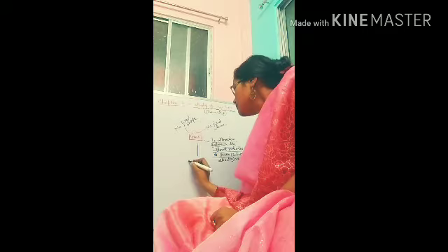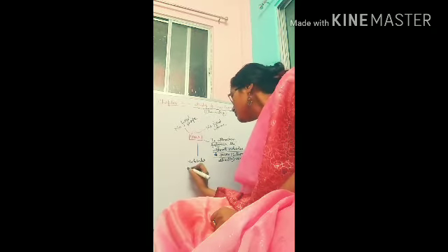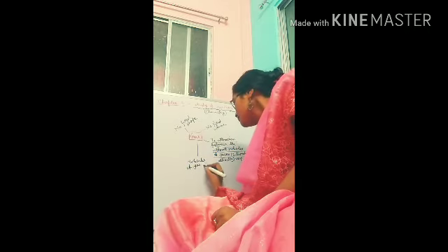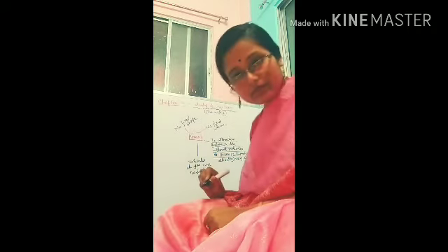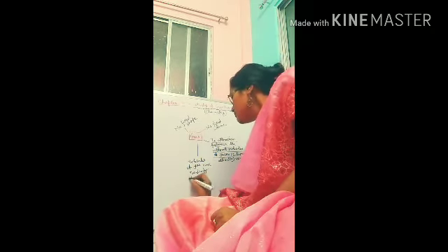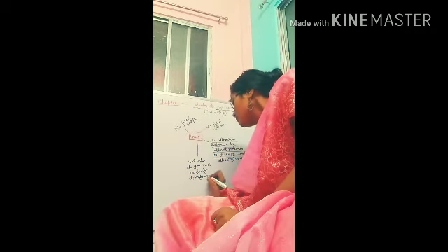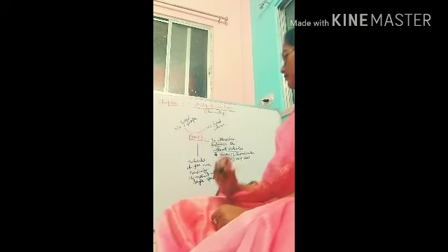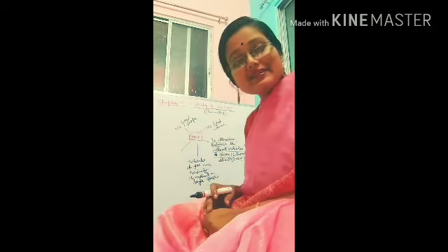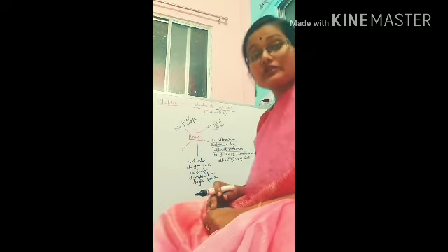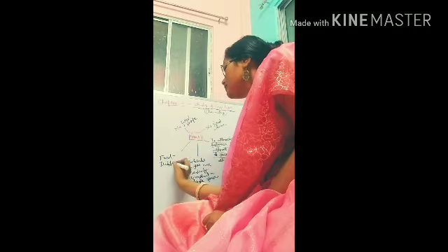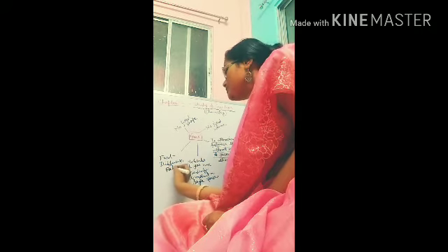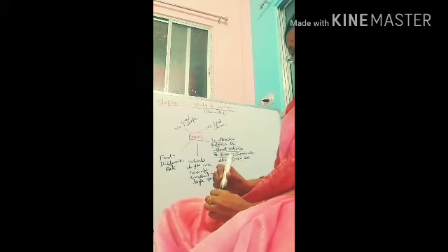So the molecules of gas move randomly throughout a large space. The fifth one is fast diffusion rate.